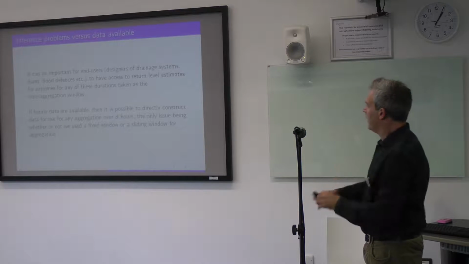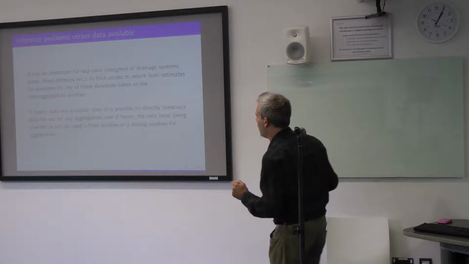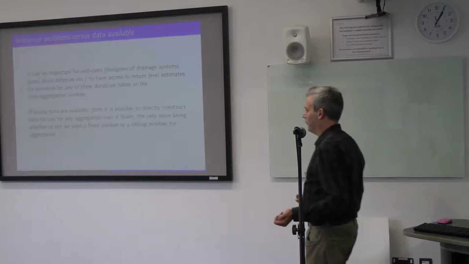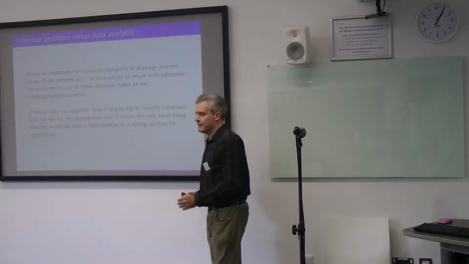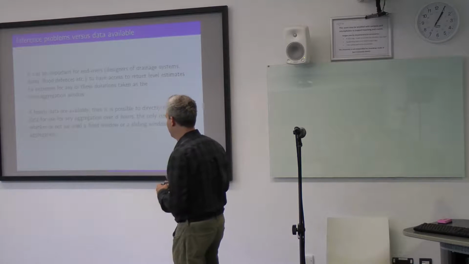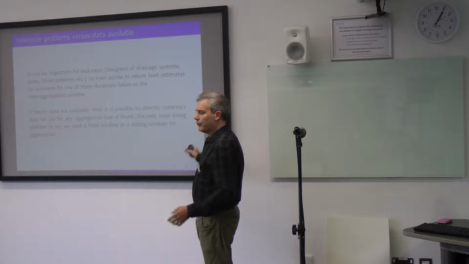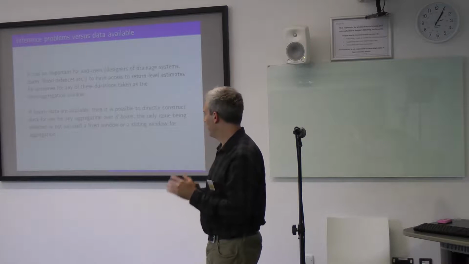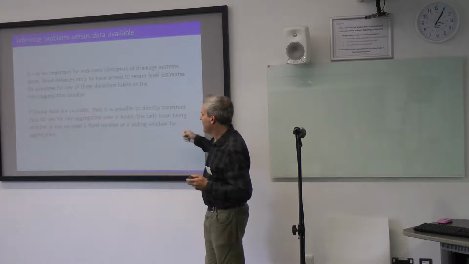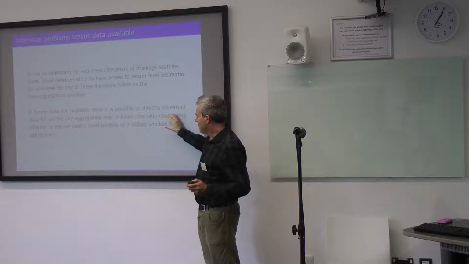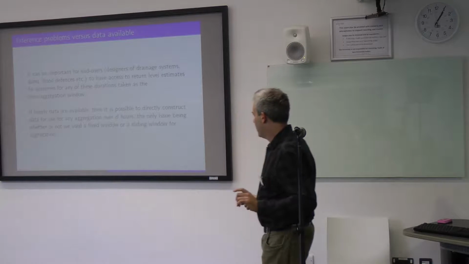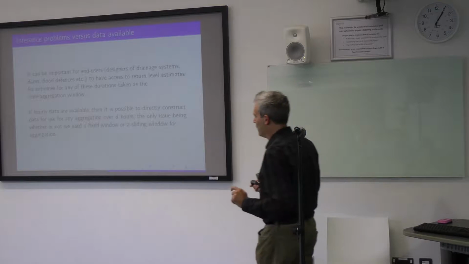Okay. So it can be important to have access to return level estimates for extremes of any of these durations, and of course durations outside of these levels that we're talking about. People sometimes are interested in rainfall aggregates for as little time as 1 minute or as long as a month. You see these analyses. But for our purposes, the shortest duration we're interested in is an hour and the longest is a day. If hourly data are available, then we can directly construct data for use over any aggregation of d hours. And one of the issues for the analysis is whether or not we use a fixed window or a sliding window for aggregation.